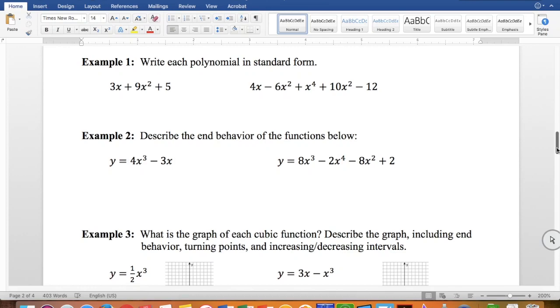So writing each polynomial in standard form, I'm going to go ahead and go through these examples. Make sure we do our largest exponent first: 9x squared plus 3x plus 5. Now I'm in standard form.